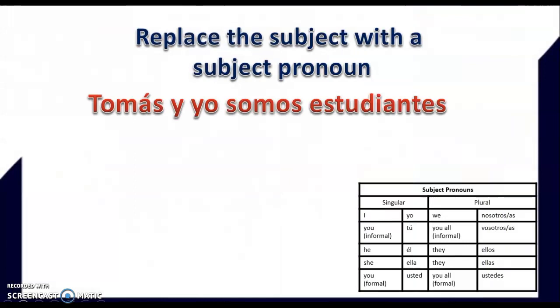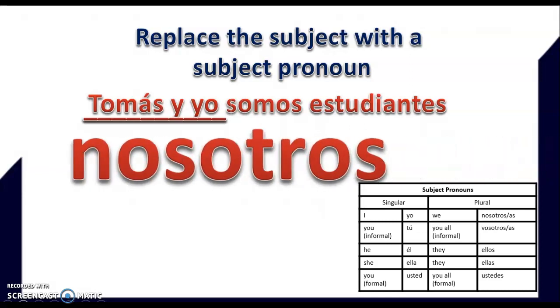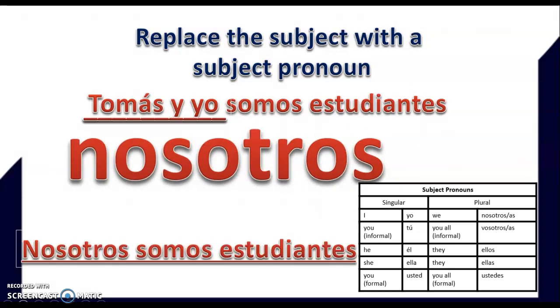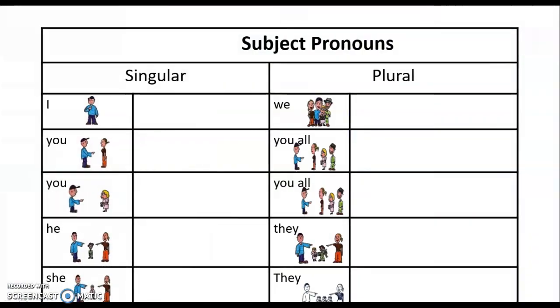Tomás y yo somos estudiantes. Tomás is a guy, y yo, we don't know, but we know that Tomás is a guy. It has to be a subject pronoun that we would use we. So we want to say nosotros somos estudiantes. We are students. So let's just summarize this.